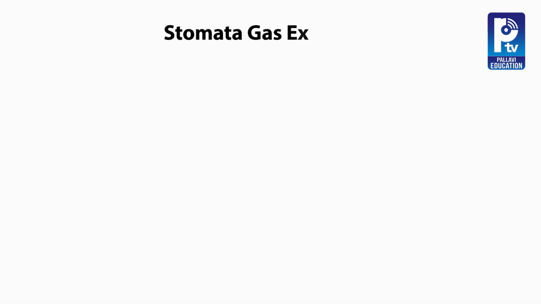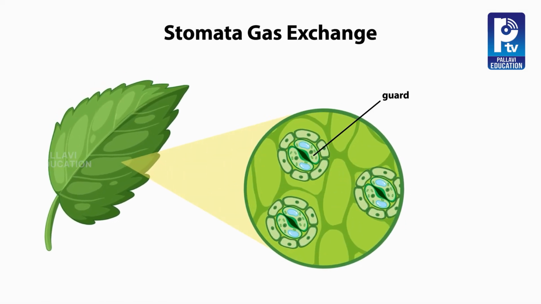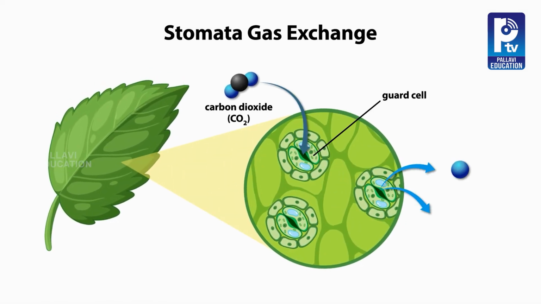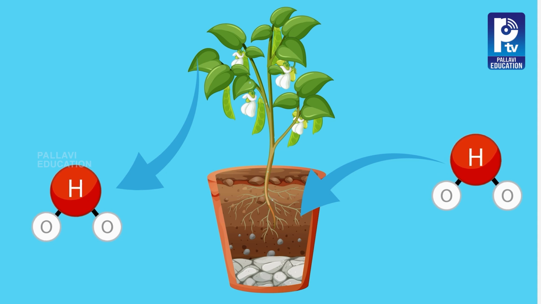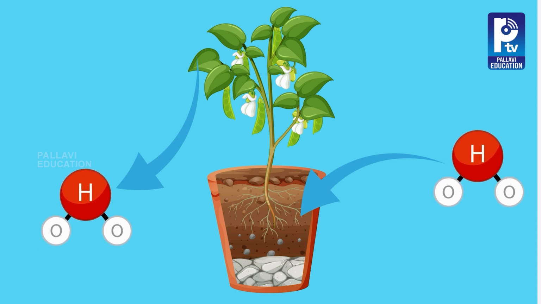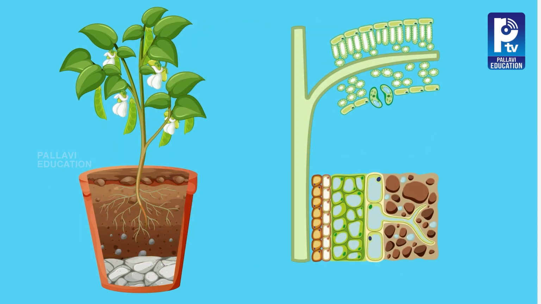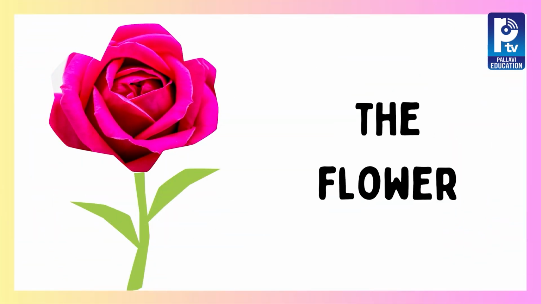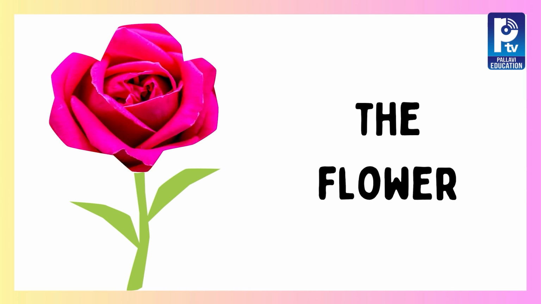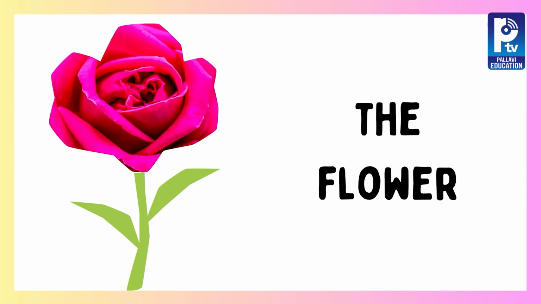They also help in gas exchange through tiny openings called stomata, allowing the intake of carbon dioxide and release of oxygen. Additionally, leaves regulate water balance through transpiration, where water vapor escapes from the stomata, helping to cool the plant and maintain moisture flow. Thus, leaves are not just food factories, but also essential for a plant's survival and overall health. Flowers are the most beautiful and colorful part of a plant, but they are more than just a treat for the eyes. They play a crucial role in reproduction.